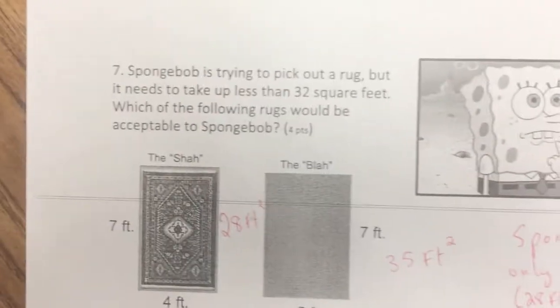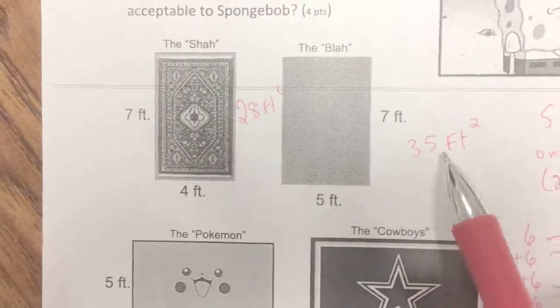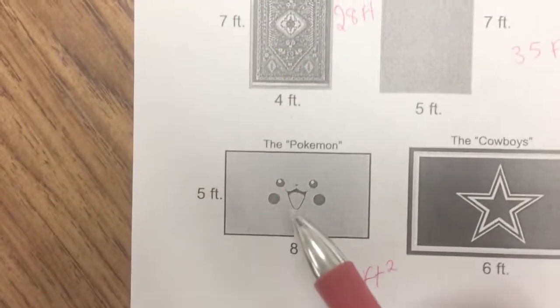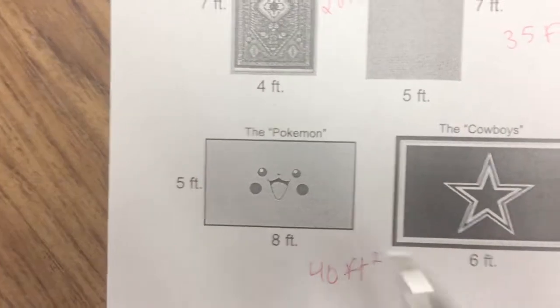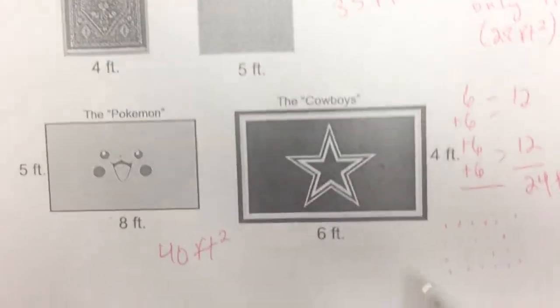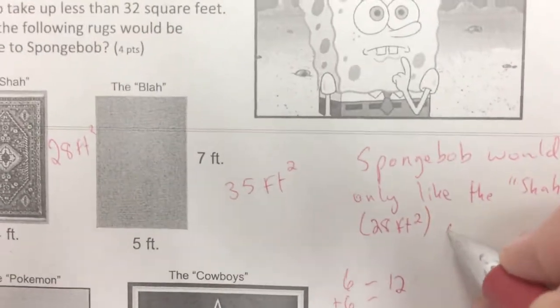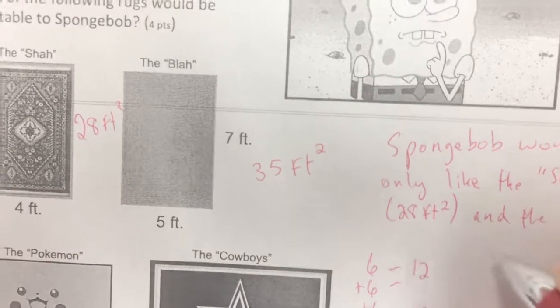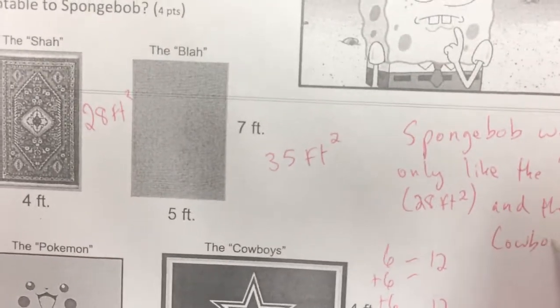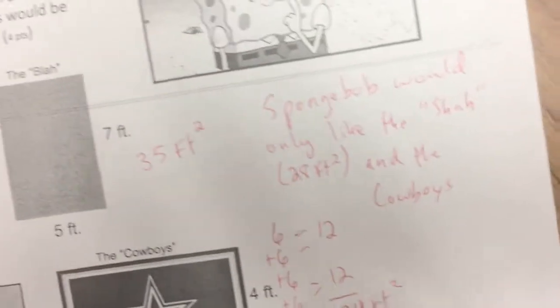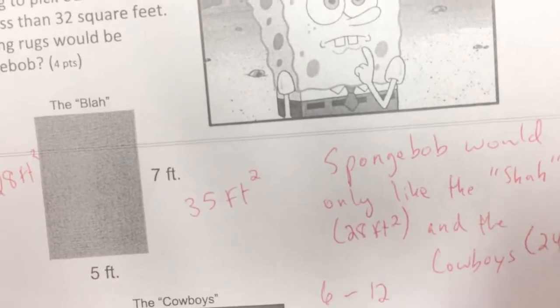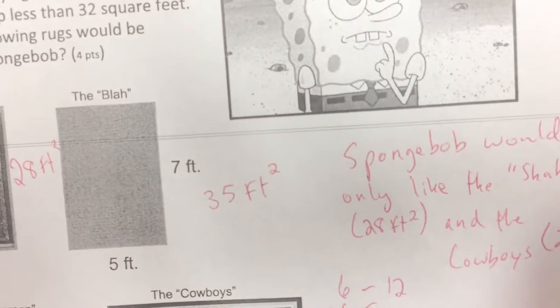Are there any other ones that are smaller than 32 square feet? This one's 35 square feet. It's too big. The Blah is too big. The Pokemon is 40 square feet. Too big. 6 times 4 is 24. Okay, SpongeBob would only like the Shaw and the Cowboys. And how big was the Cowboys? It was 24 square feet. Okay.